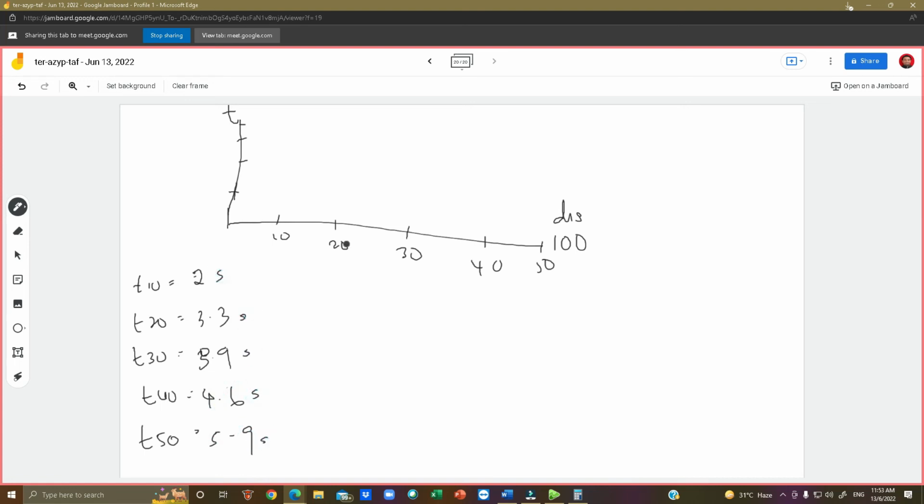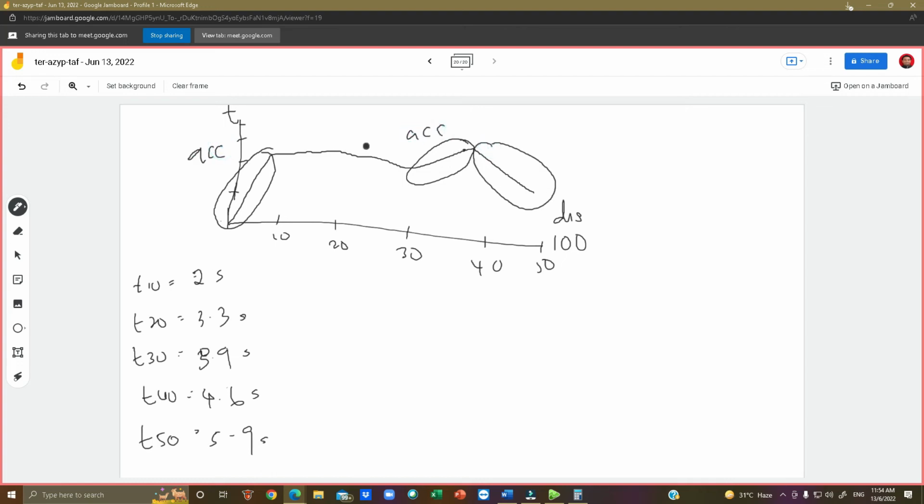And then we have a graph like this. 10, 20, 30, 40, 50. If we go for a 100 meter sprint analysis, sometimes we will find a graph like this, which shows that when you have a steep inclination like this, these two show an acceleration. If you have a decline like this, this is showing deceleration.